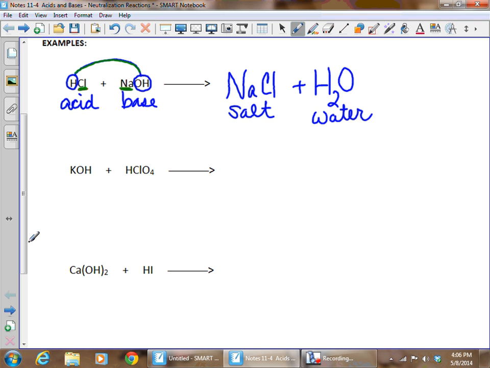Okay, hopefully you tried this, and hopefully you came up with the fact that this KOH is the base, and the HClO4 is the acid, and hopefully you circled the hydroxide in the base and the hydrogen in the acid, and wrote those down as the water formed.